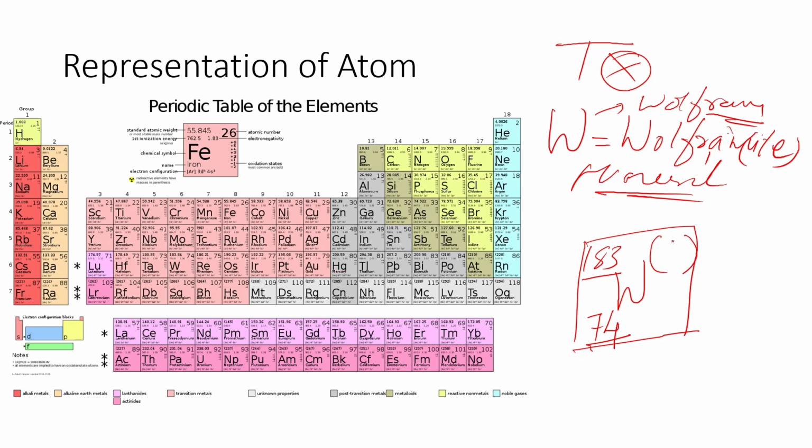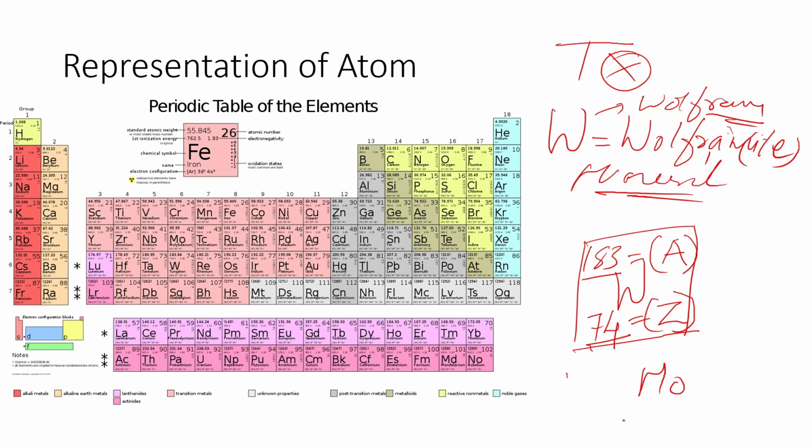So right now you have to understand one more point. Mass number is denoted by the letter A, and atomic number is denoted by the letter Z. Okay, so you should understand this. So that's how you understand it. So tungsten's atomic number is 74 and mass number is 183.